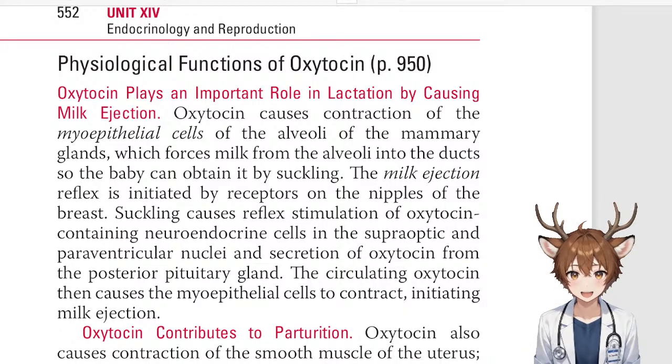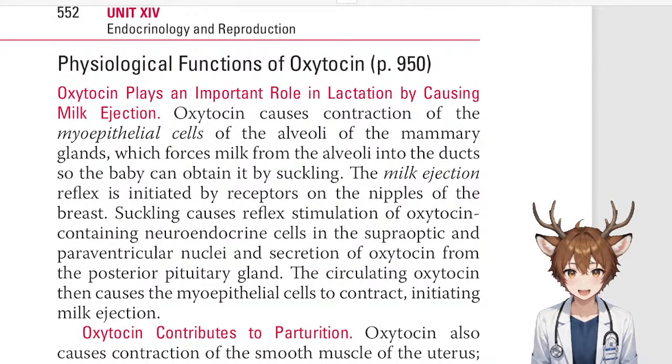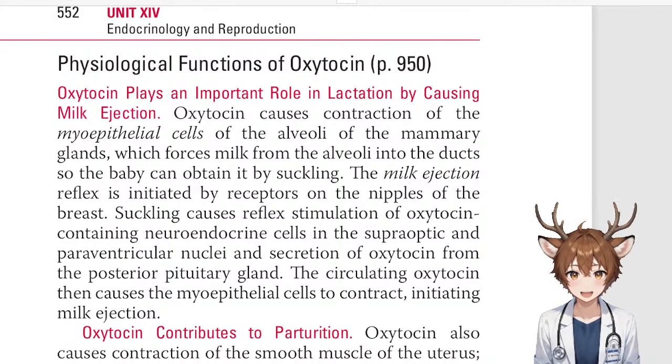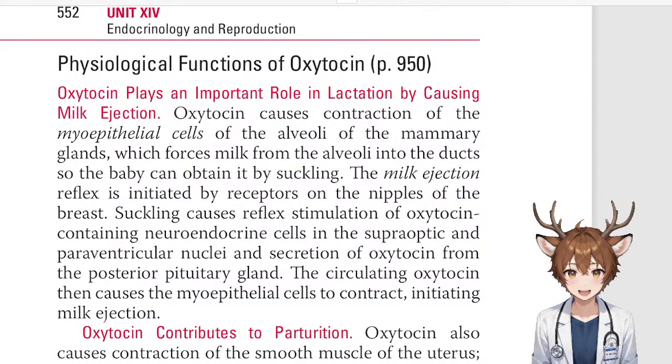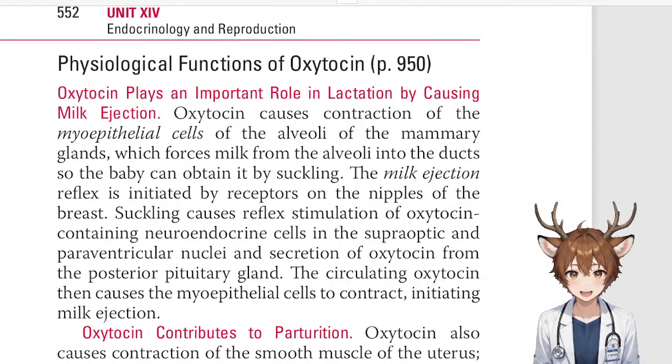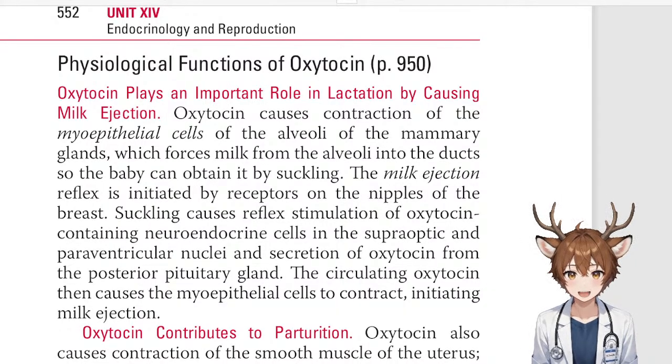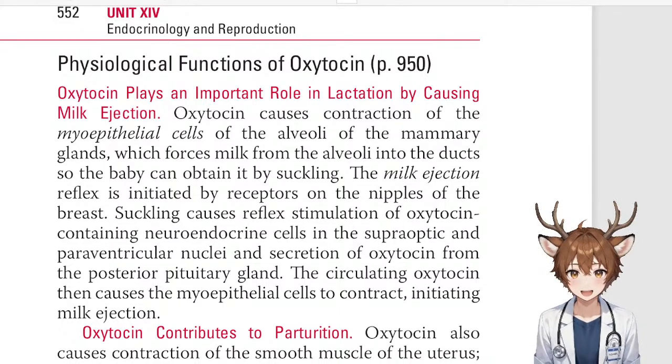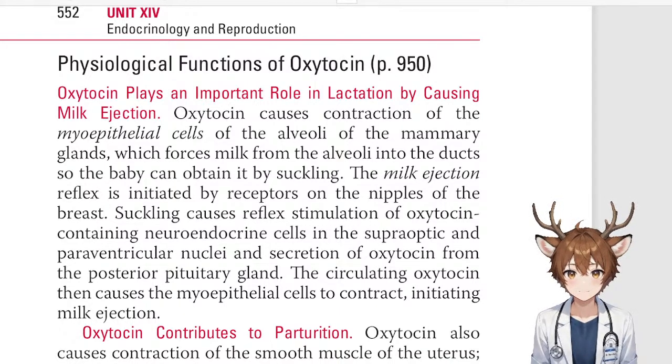Physiological functions of oxytocin. Oxytocin plays an important role in lactation by causing milk ejection. Oxytocin causes contraction of the myoepithelial cells of the alveoli of the mammary glands, which forces milk from the alveoli into the ducts so the baby can obtain it by suckling. The milk ejection reflex is initiated by receptors on the nipples of the breast. Suckling causes the reflex stimulation of oxytocin-containing neuroendocrine cells in the supraoptic and paraventricular nuclei and secretion of oxytocin from the posterior pituitary gland. The circulating oxytocin then causes the myoepithelial cells to contract, initiating milk ejection.